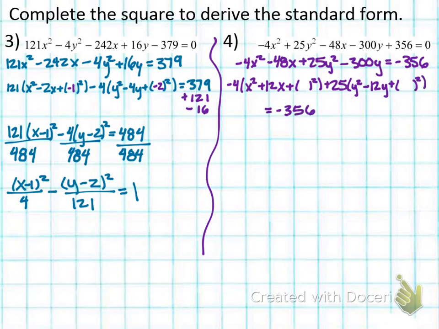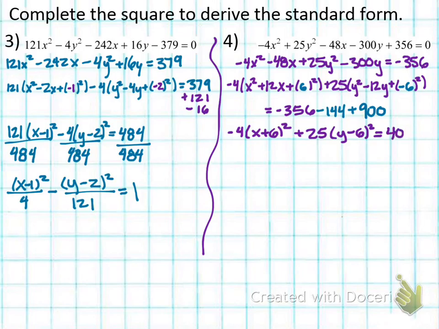Okay, completing the square with the x's, half of 12 is 6, half of negative 12 is negative 6 for the y's. When I have 6 squared with the x's, that's 36, and I'm really multiplying that by this negative 4. So 36 times negative 4 is a negative 144, so I need to add that to the right side. And then with the y's, I have 6 squared times 25, so that's going to be a positive 900. And factoring this and simplifying the right side, I get negative 4 times (x plus 6) squared plus 25 times (y minus 6) squared equals 400.